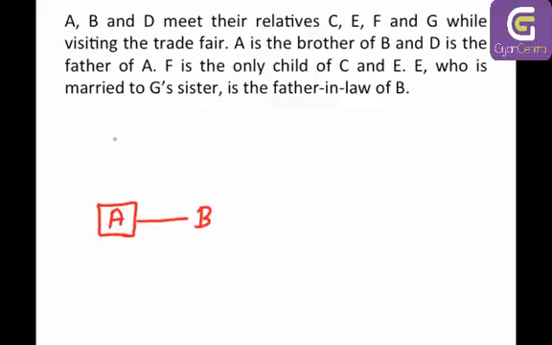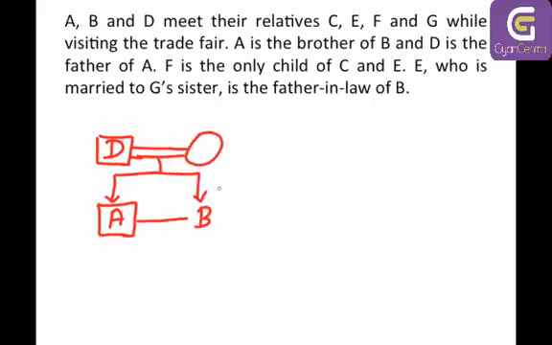D is the father of A. So if D is the father of A, D is also a male. D is married to someone and their children are A and B. Who is D married to? I don't know. Till now, no information is given.